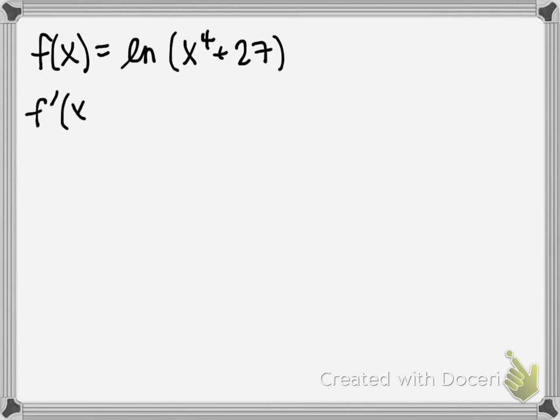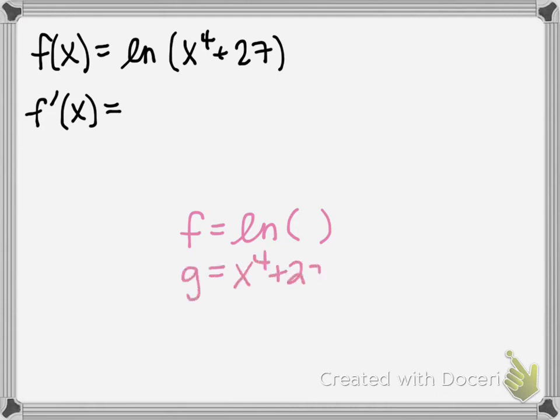So taking the first derivative, we notice that this function is composite. So we're going to look at the derivative of the outer function. And if you need to see those pieces, you can think of it like this. The outer function is the natural log of some quantity, and the inner function is x to the fourth plus 27. So when we take the derivative of the outer function, derivative of natural log of something is going to be 1 over that quantity, and then we will chain on the derivative of the inner function, which is the 4x cubed, the derivative of x to the fourth plus 27.